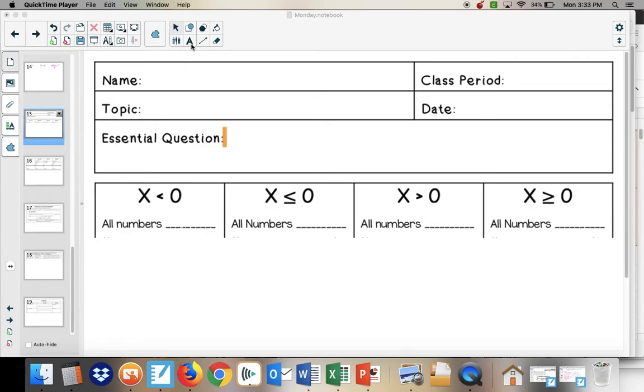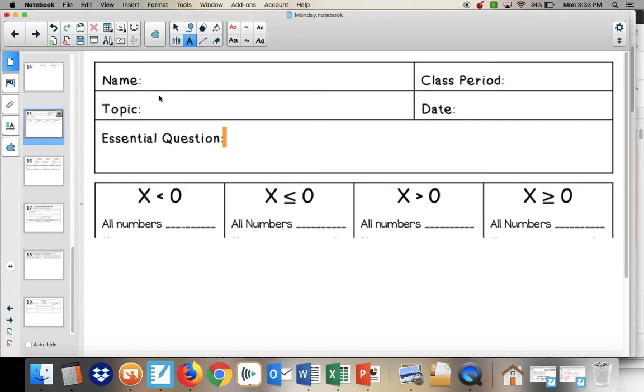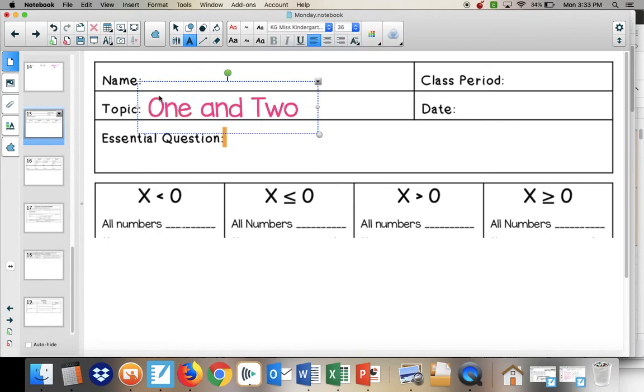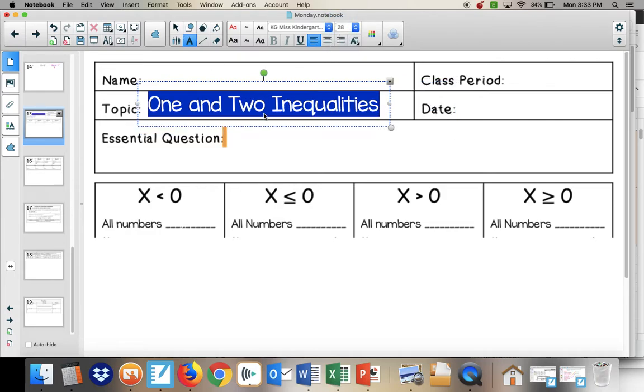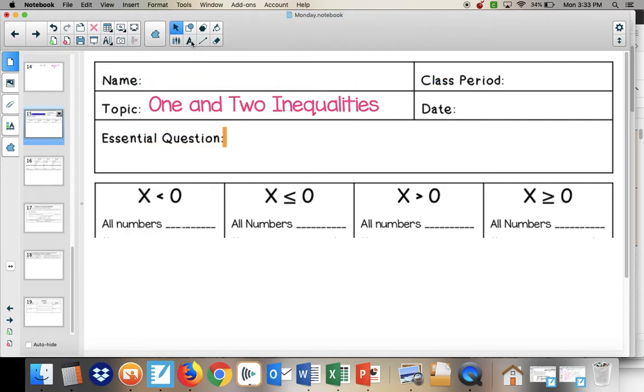Hi students, today we're going to go through how to solve 1 and 2 step inequalities and how to graph an inequality. So the topic of today is going to be 1 and 2 step inequalities. And with inequalities, it's going to be very similar to what we did with our equations unit. The only difference with this is there's an inequality sign and we graph at the very end.